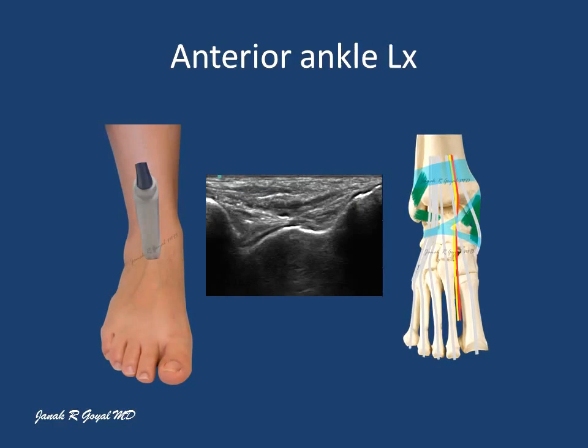Now place your transducer in the mid-sagittal plane to examine the anterior recess of the tibio-talar joint and shift your transducer medially and laterally to examine the parasagittal areas of the recess.